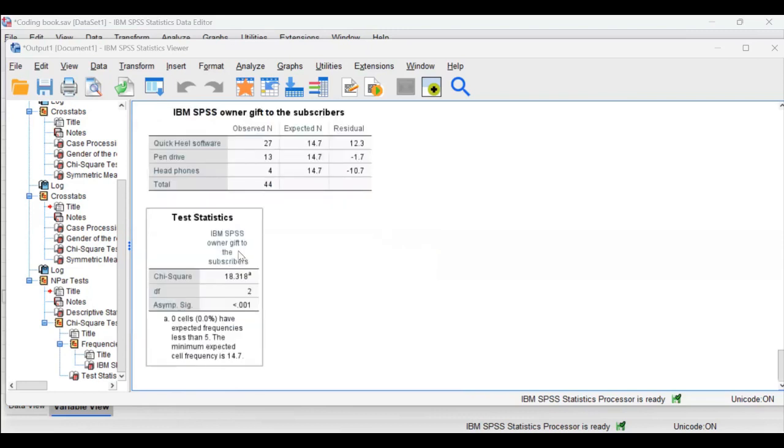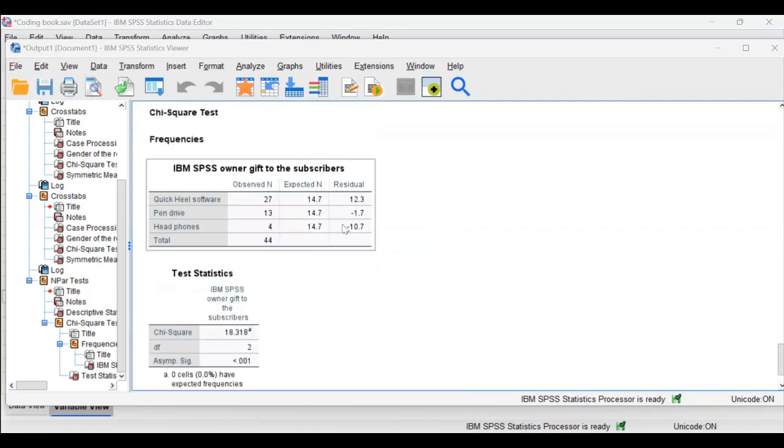Now, coming to the test statistic, our p-value is less than 0.05. It means there is a significant difference between expected values and observed values. At the same time, we can also see a lot of differences between subscribers. The majority of the people preferred quick field software over any other product.